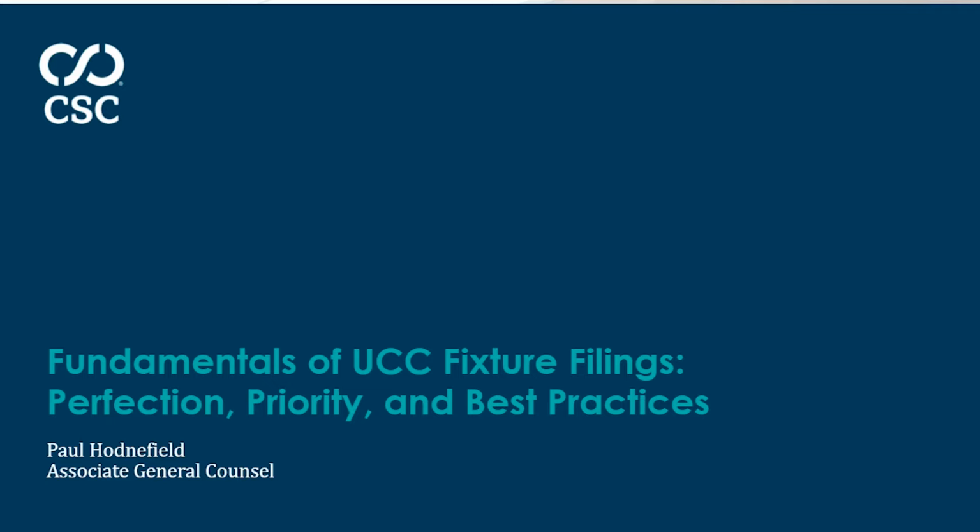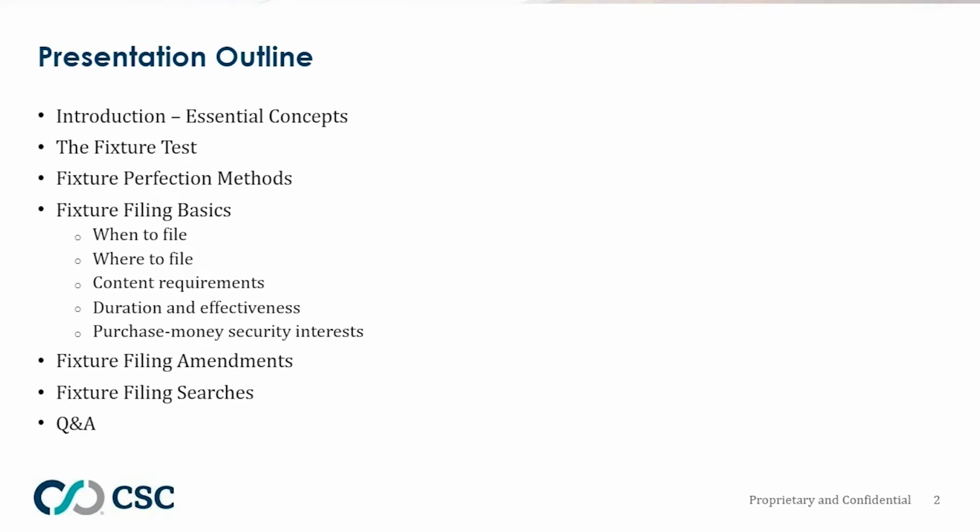Specifically, I'll begin with an introduction covering some essential concepts about fixture filings. Then I'll move on and talk about what constitutes a fixture, because that's not always clear. In fact, most of the time it's not clear. I'll talk about the different perfection methods that are available and the basics of making a fixture filing. You know, when, where, how, and what goes into it. As we get towards the end of the program, I'll move on and talk about amendments related to fixture filings, and a little bit about conducting fixture filing searches at the county level.